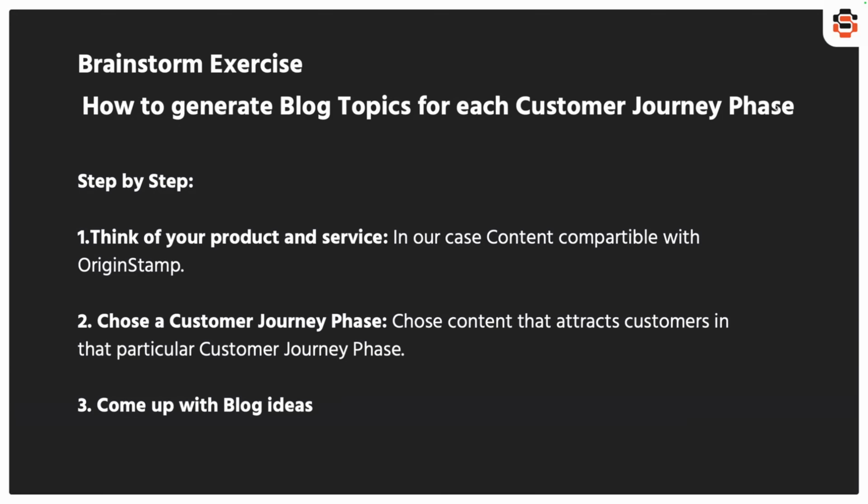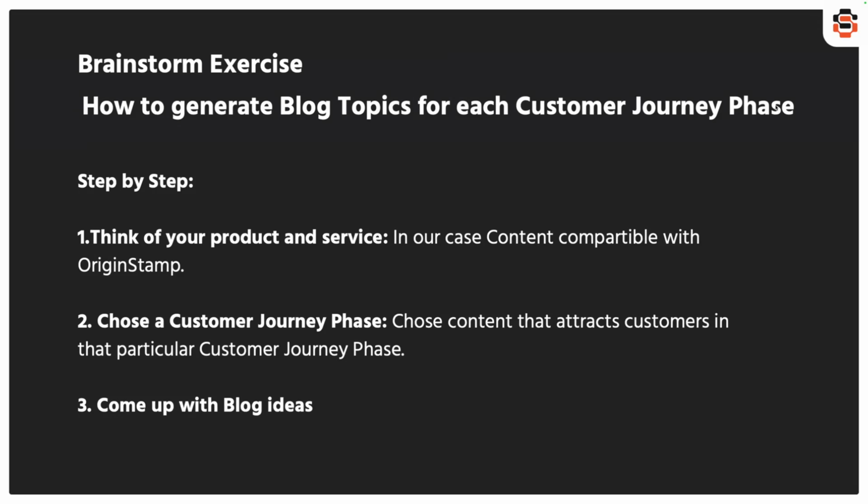And now it's your turn. I brought you a little brainstorm exercise and we are going to generate blog topics for each customer journey phase. And here I have a short step-by-step. So first, we are going to think about the product or the service. In our case, it would be content that is compatible with OriginStamp. And then in the second step, we choose a customer journey phase. For example, we choose the awareness phase or we choose the decision phase.